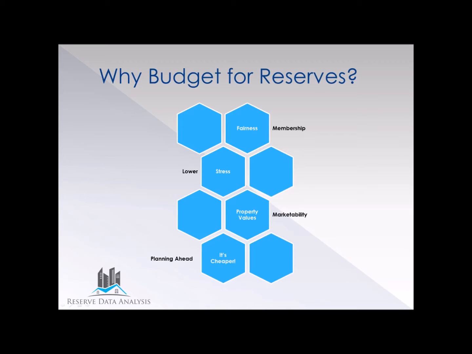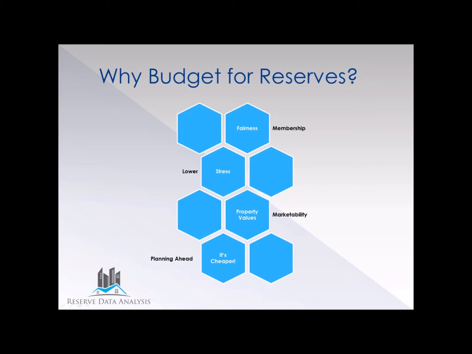Second of all, lower stress level for both community members and boards. If you have a budget in place, people have expectations of what projects are coming due when, and people know how much things are going to cost, and you're able to get bids ahead of time and all that good stuff. Much less stress than having to scramble for money essentially constantly every year. It's a very stressful situation that we see many boards and communities going through.